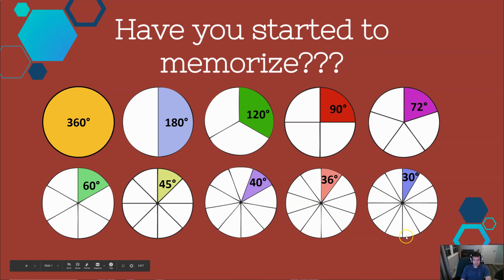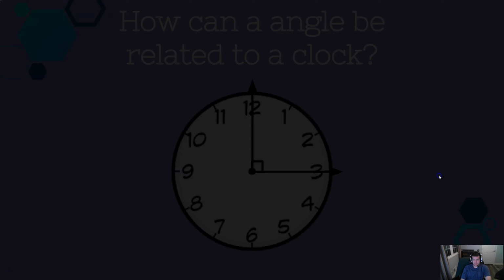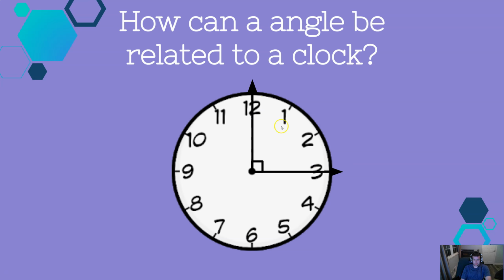Now let's focus in on that last one, which is the 30 degrees. 30 degrees represents 1/12 of a circle. Now luckily for you, clocks are split up into 12 equal parts, as you know, because there's 12 hours on a clock.